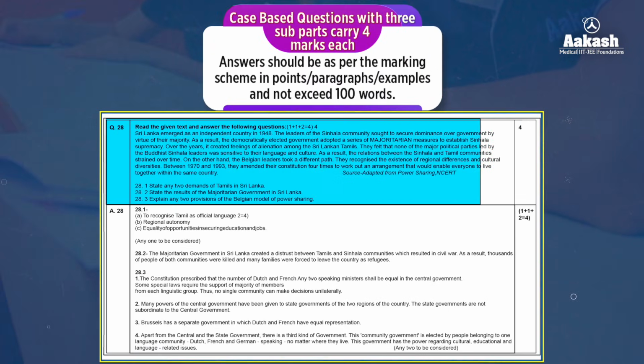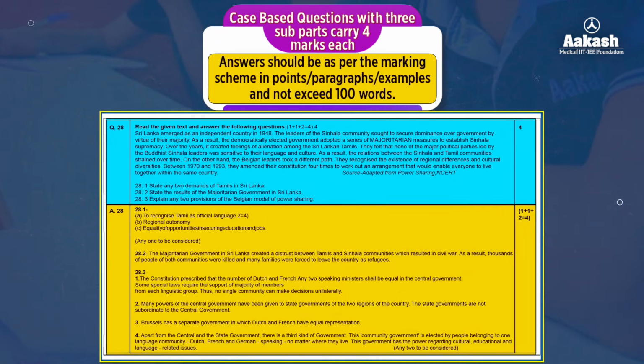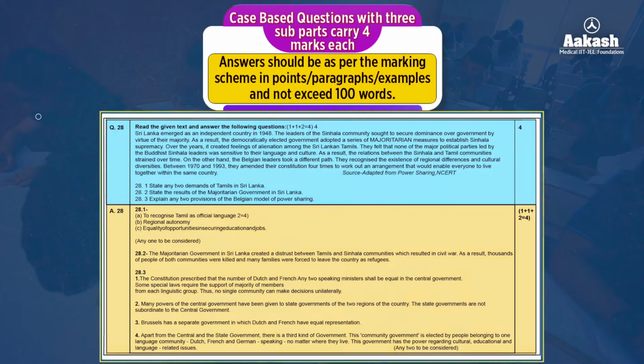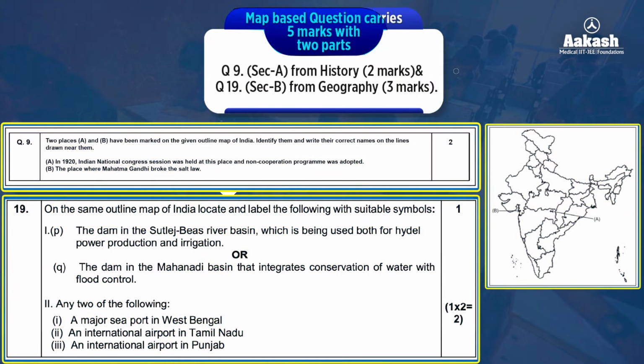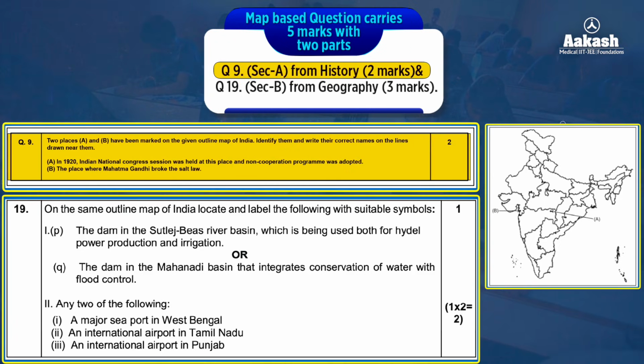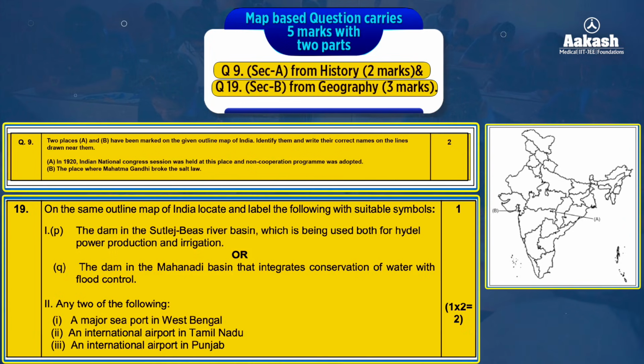Case study based questions on the other hand come with 3 subparts that carry 4 marks each. Answer should be as per the marking scheme in points or with suitable explanation that does not exceed 100 words. For a map-based question, there are 5 marks allotted to the map section in social science. It comes in 2 parts. Question number 9, which comes in section A, would be from history, carrying 2 marks. And question number 19 that comes in section B is from geography, that carries 3 marks.